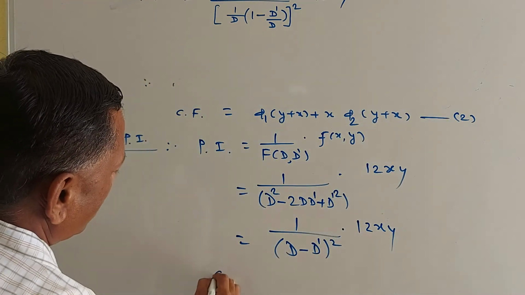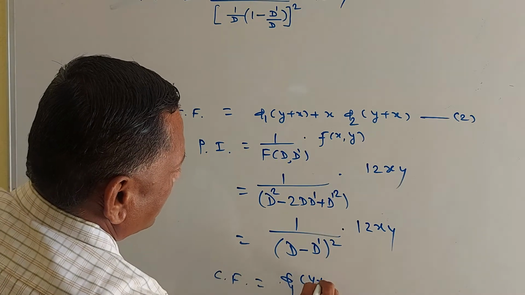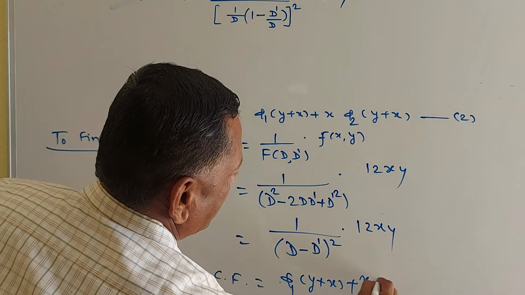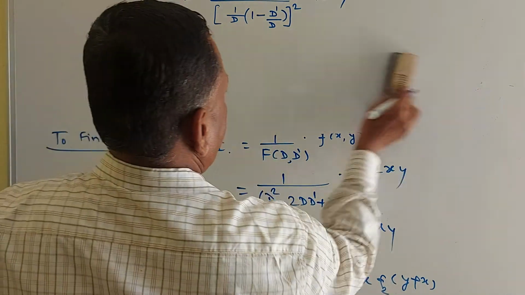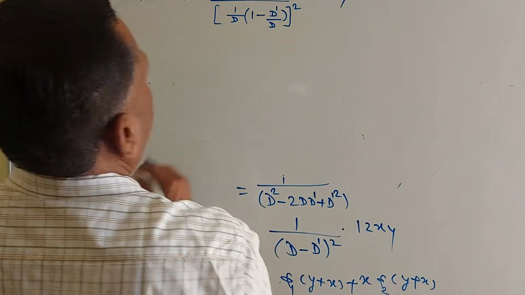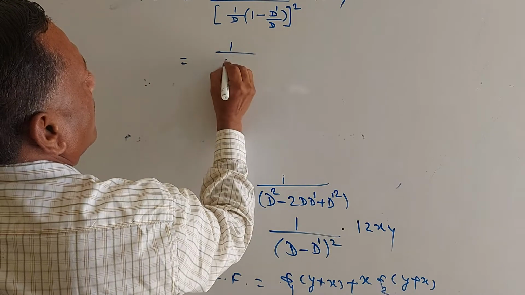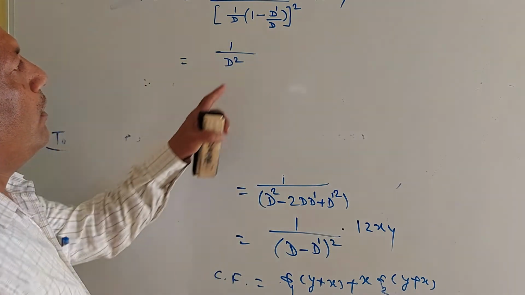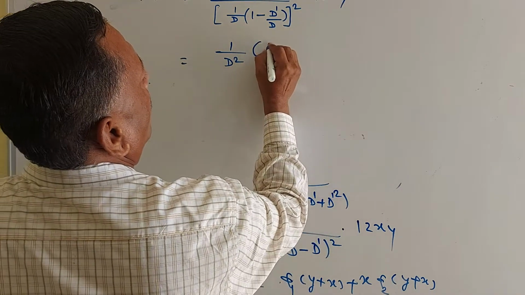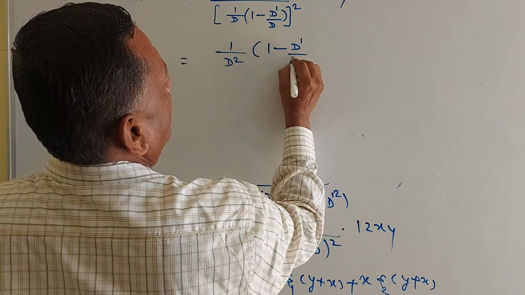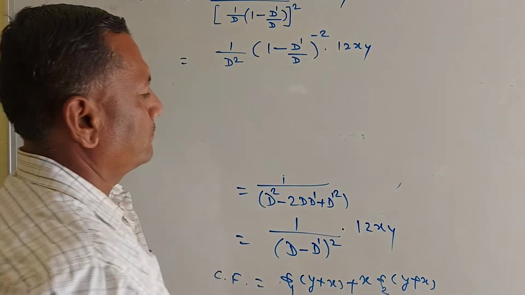So I will write the complementary function here, that is phi 1 of y plus x, plus x into phi 2 of y plus x. Then the particular integral is equal to 1 upon D square into (1 minus D dash upon D) square. So this can be written as (1 minus D dash upon D) raised to minus 2 into 12xy.